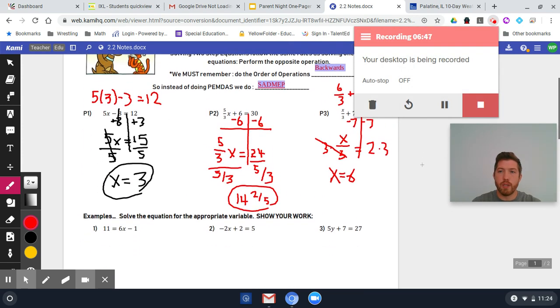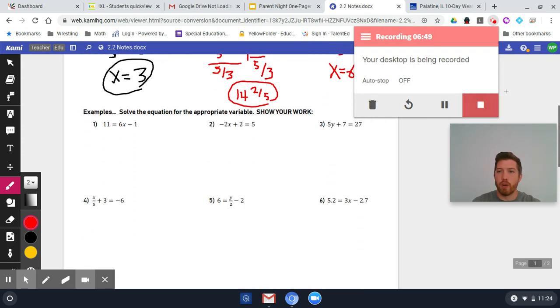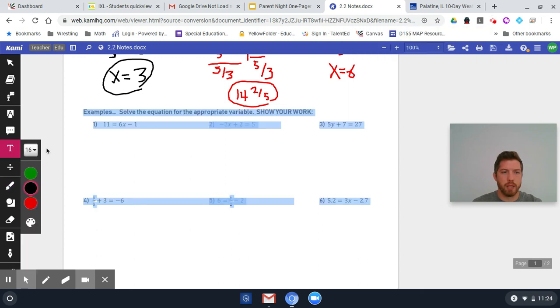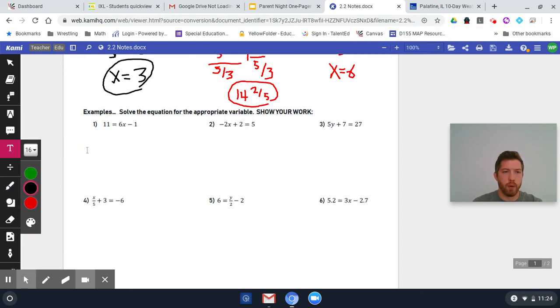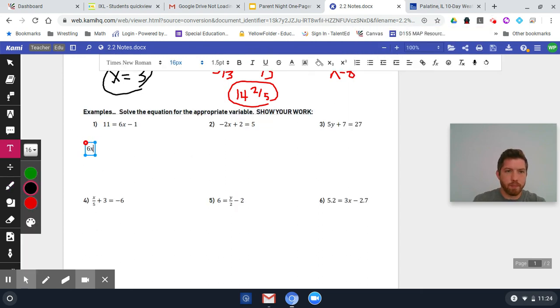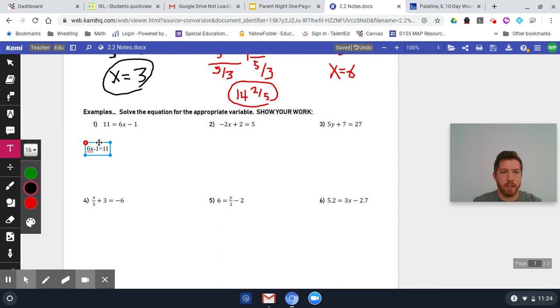So what we're going to have you guys do now is finish the rest of these on your own. We're going to end up putting you guys in groups, and you guys are going to figure these out. But just be careful on this. This one looks like it's reversed, but it's actually the same thing, right? We can actually rewrite this problem if I wanted to as 6x minus 1 equals 11. That means the same thing as 11 equals 6x minus 1. So we'll still add our 1 over here and then divide by 6.